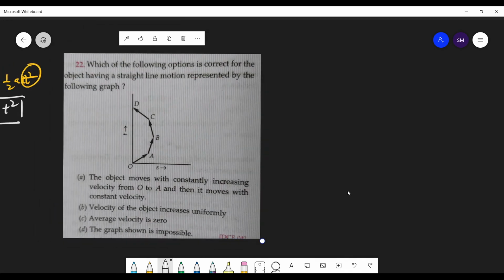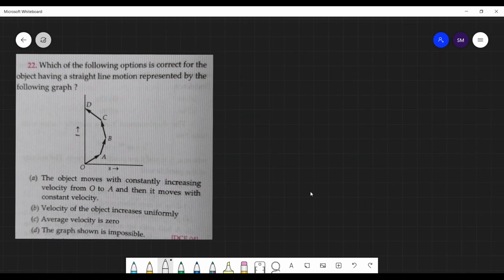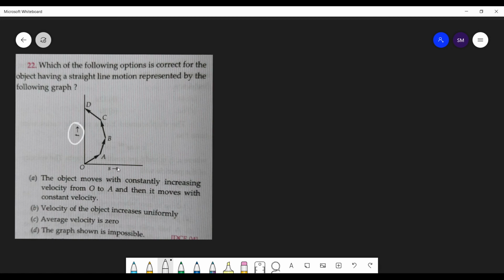So which of the following options is correct for the object having a straight line motion, and that straight line motion is represented by this graph. So in this graph you can see that t is over here and s over here. Okay. Yes, sir. Sir, option D, graph is impossible. Okay, all of you think about it.